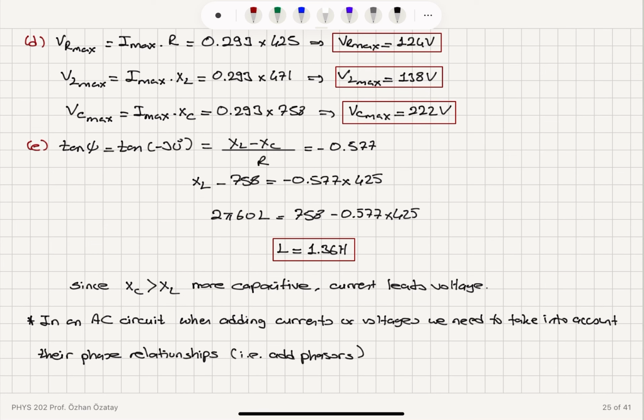And since I have XC greater than XL in this circuit, this is more capacitive and current is leading the voltage. And finally, basically the point of all of this is that in an AC circuit, we have to be careful when adding currents or voltages using Kirchhoff voltage law or current law, because we need to take into account their phase relationships, i.e. all of the operations that we do here are phasor operations, which can also be easily performed using complex impedances as an alternative.